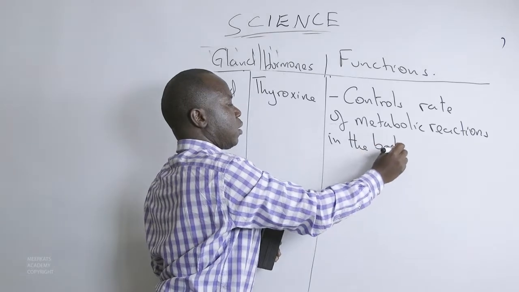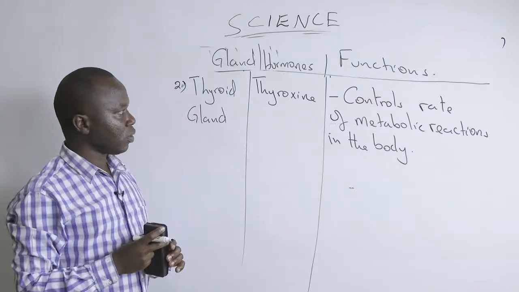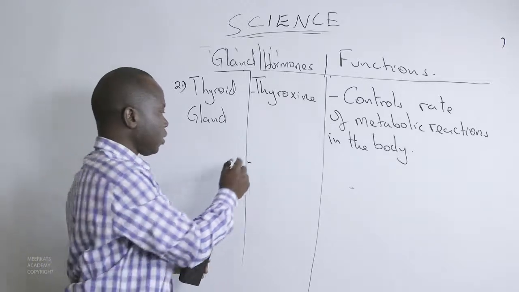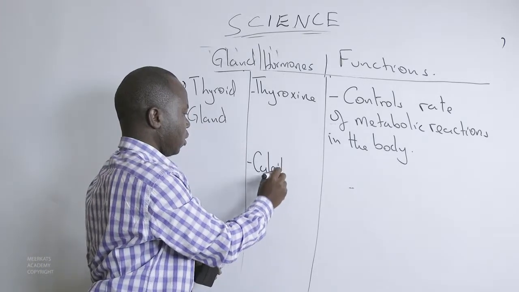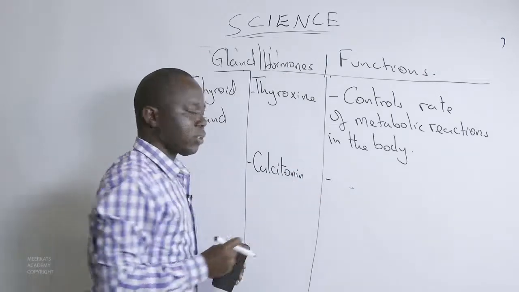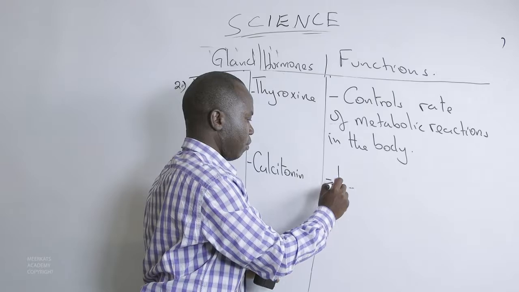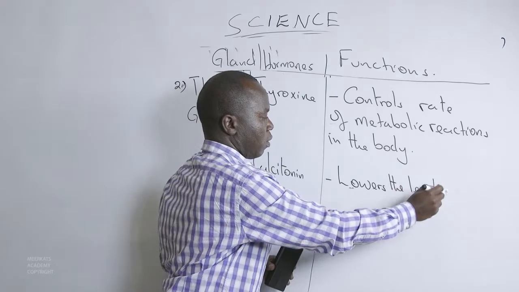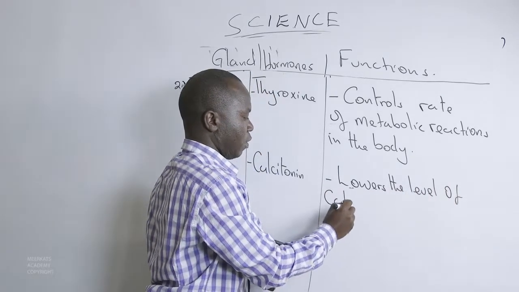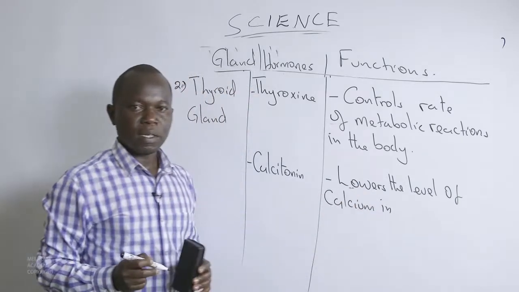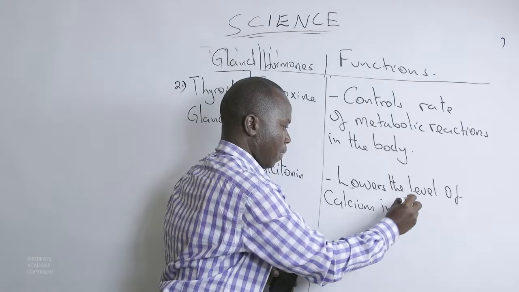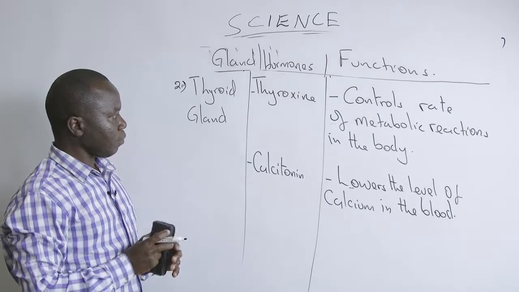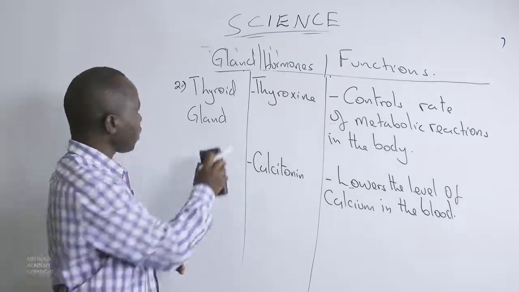Controls the rate of metabolic reactions in the body. We have another hormone secreted by the thyroid gland called calcitonin. Calcitonin lowers the level of calcium in the blood. So we are going to have several of them. We are going down.